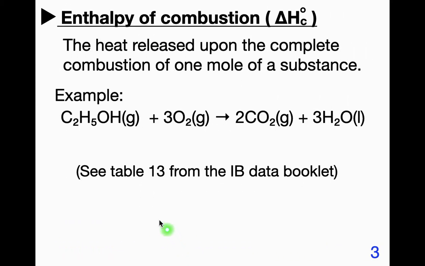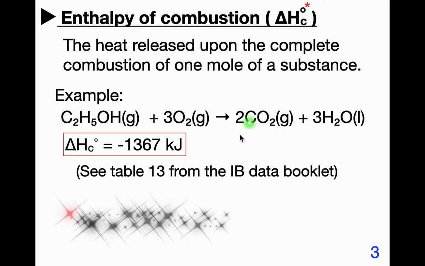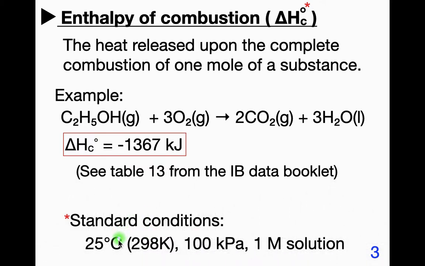So we can put that into the value here. That's the amount of energy released in the burning of 1 mole of ethanol. Little note here, the little degree symbol that we have on the delta H, and you'll see that a lot, means standard conditions. Standard conditions is a set temperature, pressure, and concentration. The temperature is 25 degrees Celsius or 298 Kelvin.